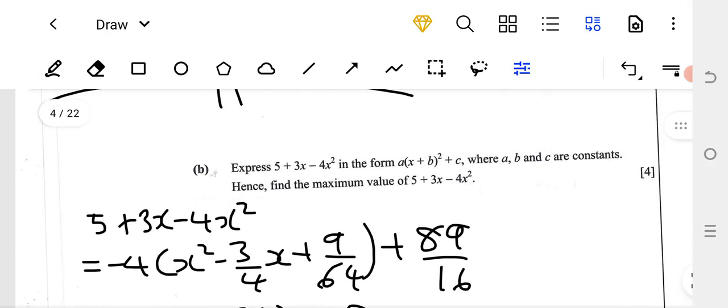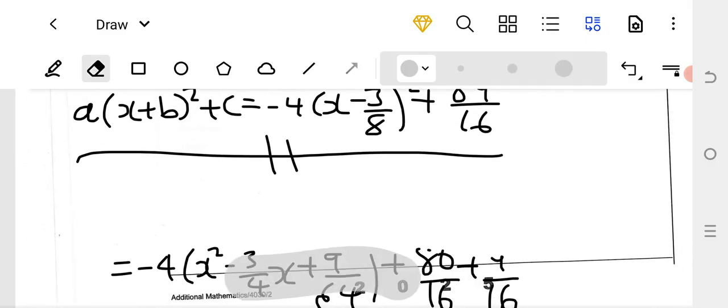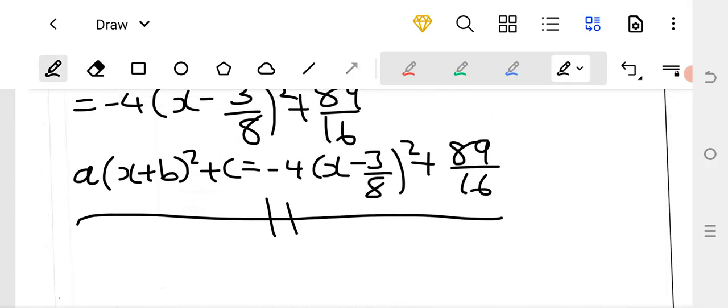So the first part of the question, about 3 marks right there. And in the first part of the question, they wanted us to express in that form, and then they say, hence find the maximum value of that. The maximum value is simply the value of y, and the good part is that when you solve by completing the square, what we leave here, this part here, is the value that they're looking for. That is the maximum value.